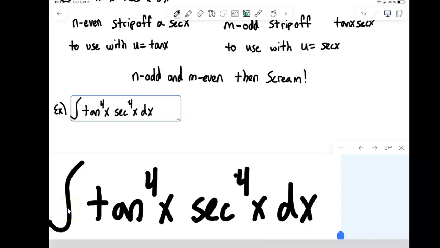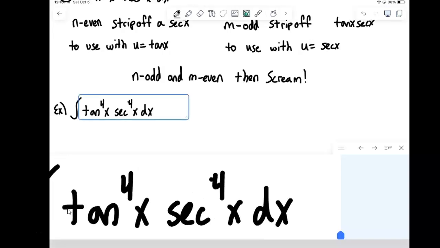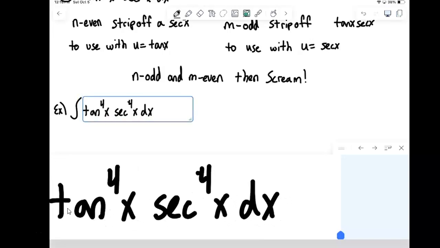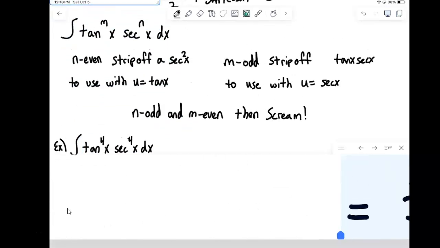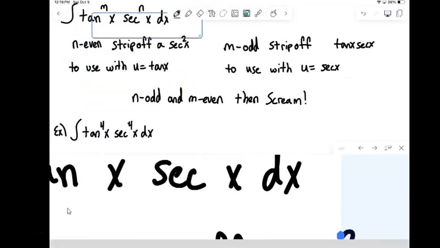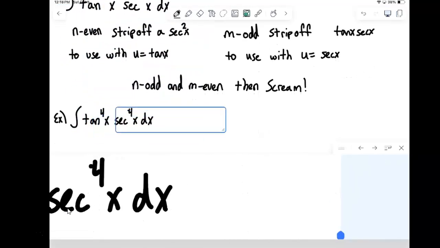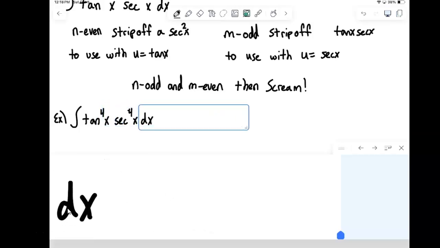Alright, so our next integral here, we have a tangent to the fourth and secant to the fourth. So a mixture of the two. Unfortunately, tangent is an even power, so that doesn't make us happy. But secant is also an even power, so that's good. So we're going to yank off a secant squared. You're going to see how this works now.